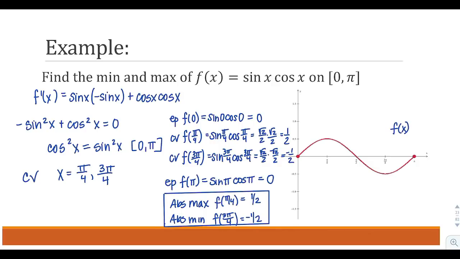Here we have f of x, sine x times cosine x. We can see that at pi over 4 and 3 pi over 4, we do have critical values, places where the derivative is equal to 0, and that is where our absolute max and absolute minimum occurred, not at the endpoints.